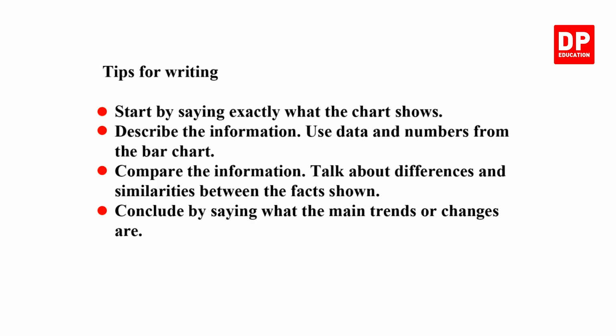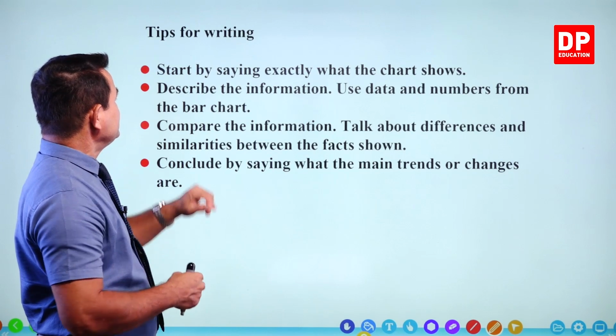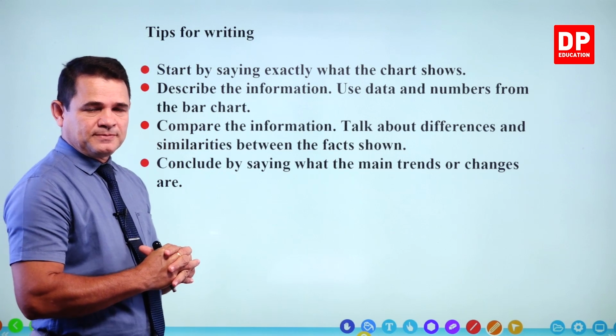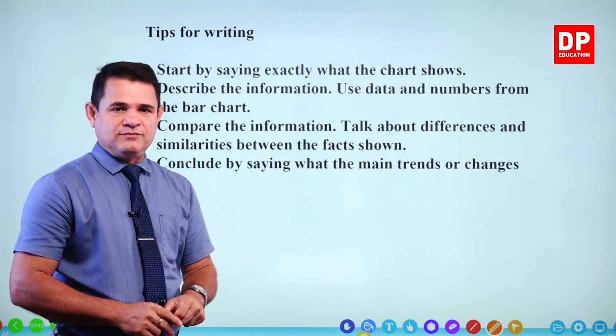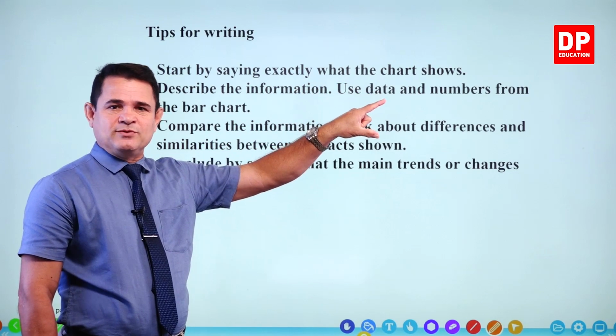Right. Now tips for writing. So when you describe a bar chart මේ වගේ එකක් විස්තර කරනකොට මෙන්න මේ ටික වැදගත් වෙනවා. Just have a look at it. Start by saying exactly what the chart shows. ඉස්සෙල්ලාම කියන්න මේ chart එකේ මොකක්ද කියවෙන්නේ කියලා. For that you can use the title. ඒකේ දීලා තියෙන title එක use කරන්න පුළුවන්.